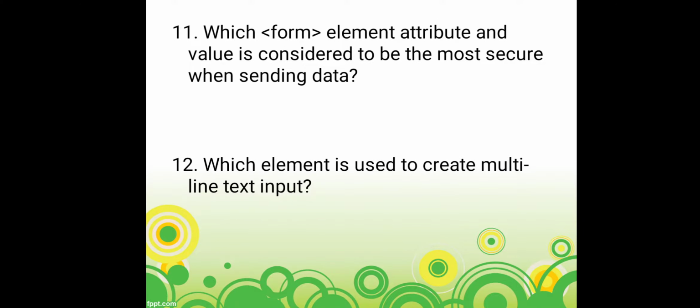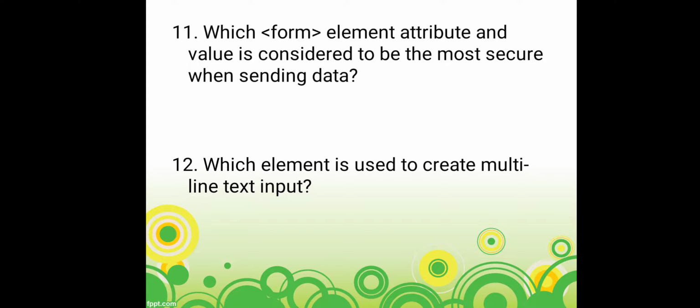Next, which form element attribute and value is considered to be the most secure when sending the data? Now the question is again related to the form element. So name, is it name? No. Action, we just now saw, no action. So what is remaining? Method. So the answer is method, and they are also asking you the value. So the answer was expected as method equal to post.